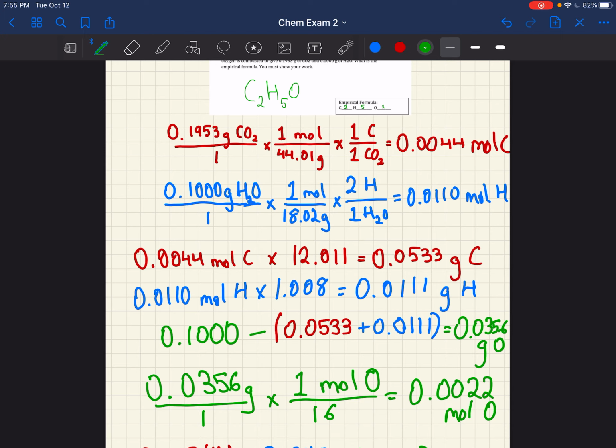Please, please, please don't get confused. There's a lot of steps. So what I would do is, once you've found the moles of C and H, I would circle them. You don't want to get them confused with this, where you turn that mole of C into grams of C. You want to make sure you guys are always using the moles of C and the moles of H, not the grams, the moles. So please make sure you circle those things so you can come back and quickly look at it.